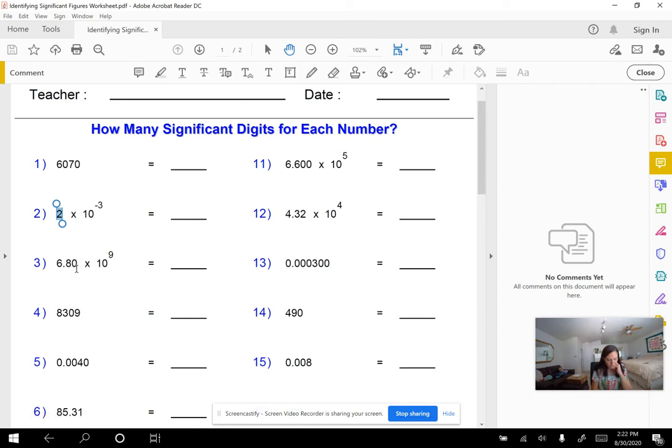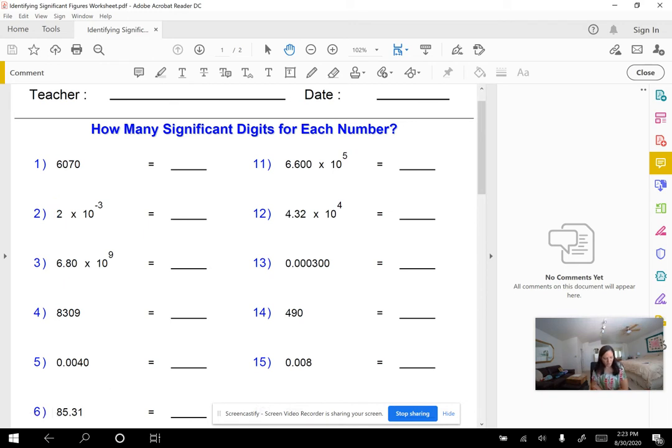Number 3, we do have a decimal point in this, and the 0 is after the non-zero numbers. So that means this 0 is significant. So in number 3, we are going to have 3 digits that are significant. Number 4, our 0 is in between non-zero numbers, so that means it is significant. So on number 4, we will have 1, 2, 3, 4 digits that are significant.